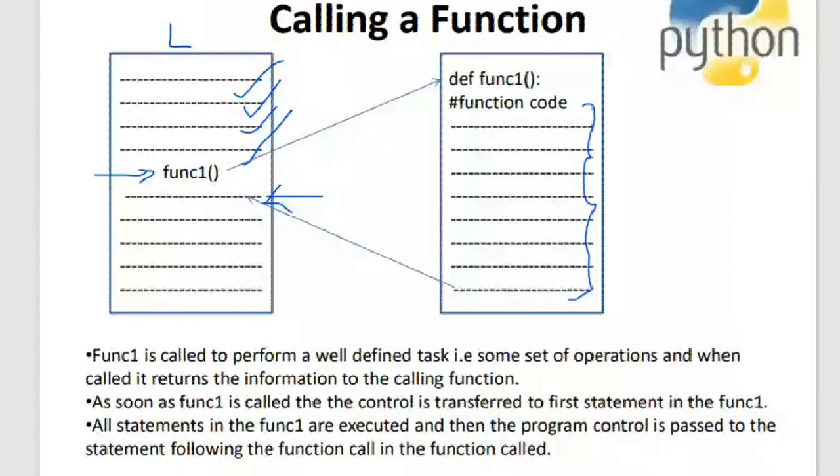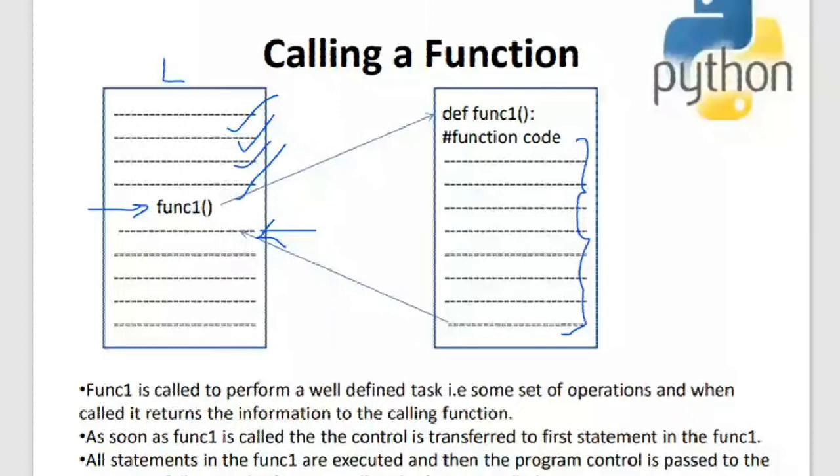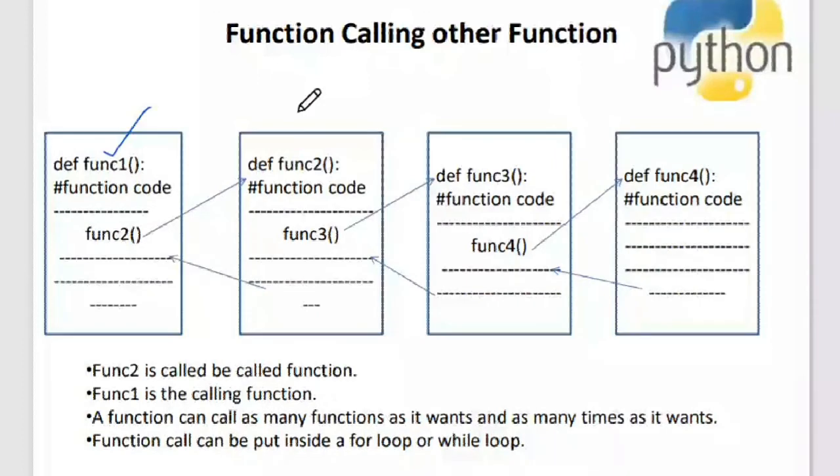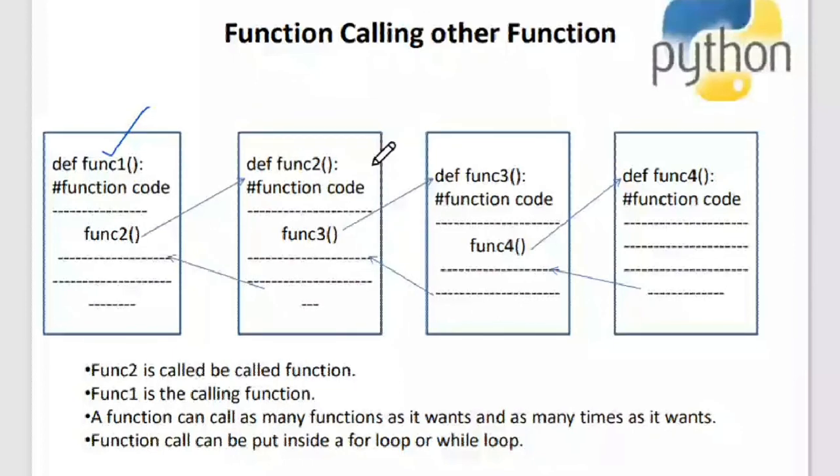Now let us look into another scenario where there are many function calls, and this is totally valid. I have a function which is function 1, and there is some code over here. Just imagine I'm having 4 functions in a single program. You can also call functions from other programs, we'll look at all those concepts later. But say I'm having 4 functions in the same program: first is function 1, second is function 2, third is function 3, and fourth is function 4.